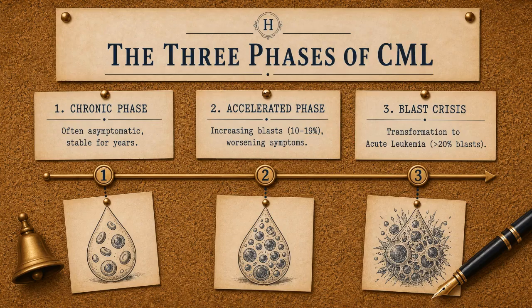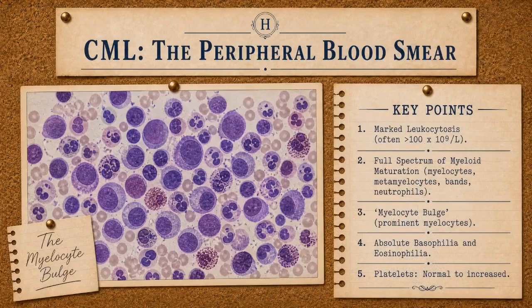Act 3, the blast phase or blast crisis, resembles acute leukemia, with 20% or more blasts and a poor prognosis. This is the most aggressive stage. Your observations on the peripheral blood smear and bone marrow biopsy provide critical clues that guide the clinical team in identifying these phases. Let's move on to the specific morphological features we look for in the peripheral blood during these phases.